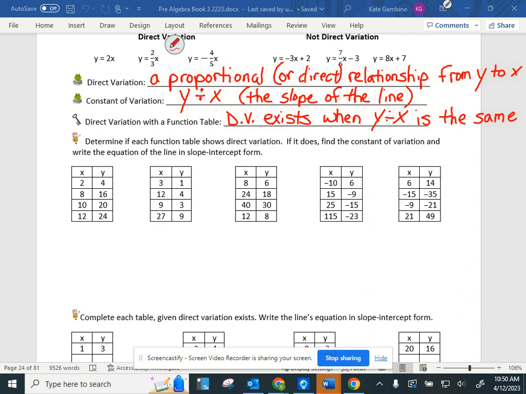So when we're looking at our function table, we're going to know that there's a direct variation because when we take the y and we divide it by x, we get the exact same number every time. If we do not get the same number, the same decimal, it's not a direct variation. Because we know if something is proportional, the top and the bottom are multiplied by that same number. Okay, so it's proportionate. So we want to check to make sure that our y to our x are proportionate.